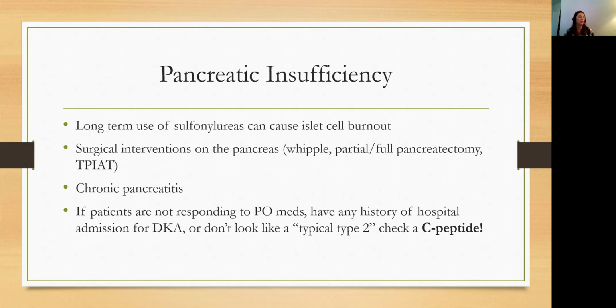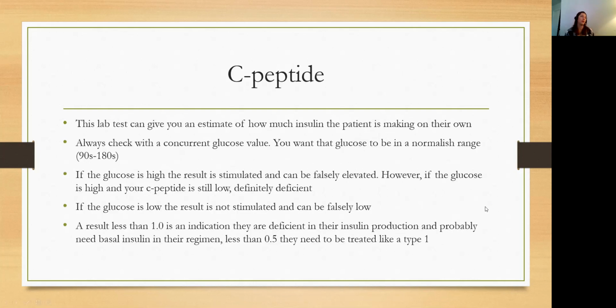And so if you have a patient that's in any of those situations, or if they're just not responding to PO meds, or if they have any history of a hospital admission for DKA, or even if they just don't look like a typical type 2. So they're really thin, and they just don't look like somebody that you would normally see as a type 2. You can always check a C-peptide. And a C-peptide is a lab test, and it gives you an estimate of how much insulin the patient is making on their own. So we do this all the time, and it's a super easy thing to order.